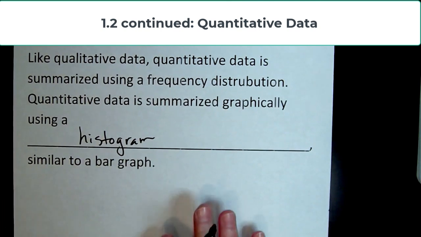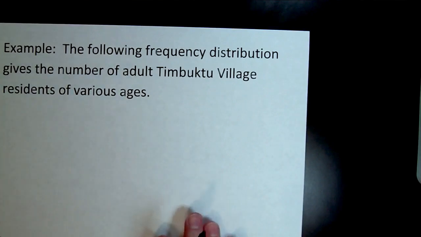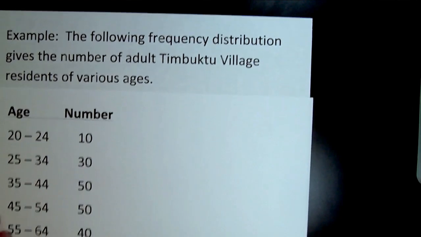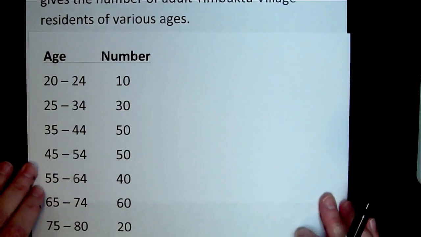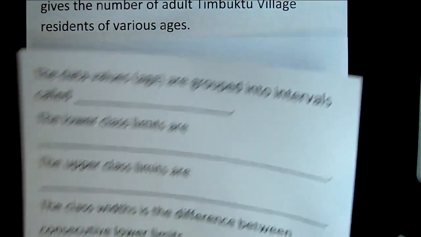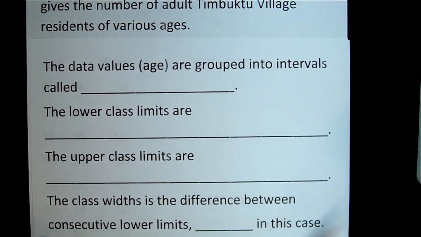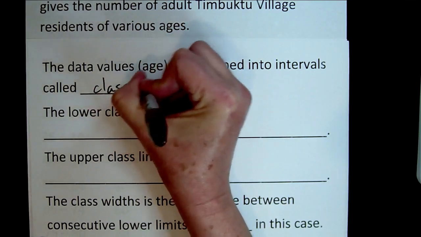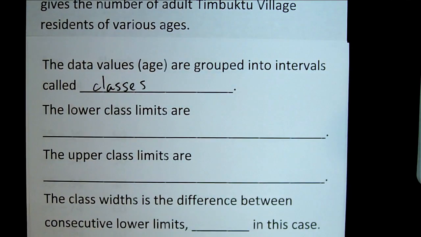Okay, so for example, the following frequency distribution lists or gives the number of adult Timbuktu village residents of various ages. Okay, so there you go. That's data that's been recorded as a frequency distribution. So the data values, ages, are grouped into intervals that are called classes. So classes are similar to categories, except they're intervals that represent groups of data values.